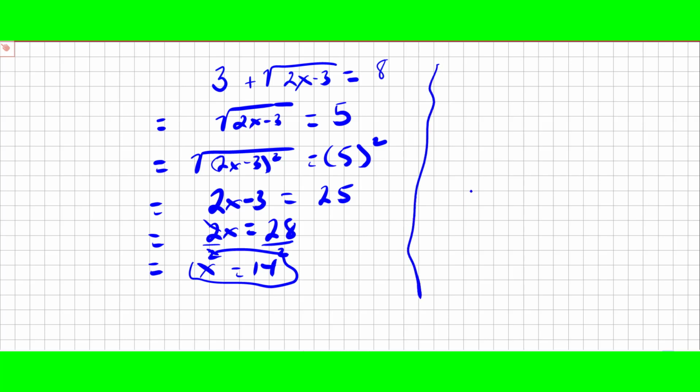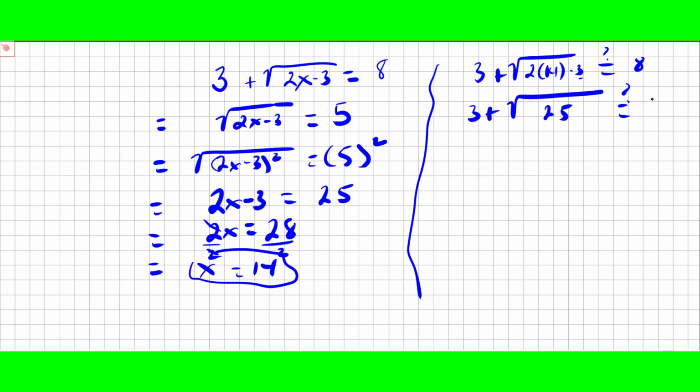So I've got 3 plus the square root of 2 times 14 minus 3. Is that equal to 8? 2 times 14 is 28, 28 minus 3 is 25, and the square root of 25 is 5. So 3 plus 5 is 8, and 8 equals 8. That does check out, so the way that we approached our problem does work.